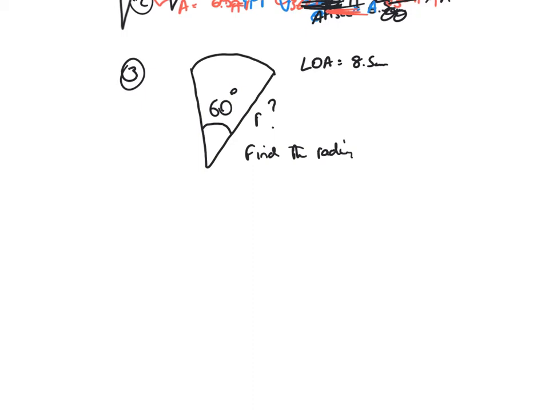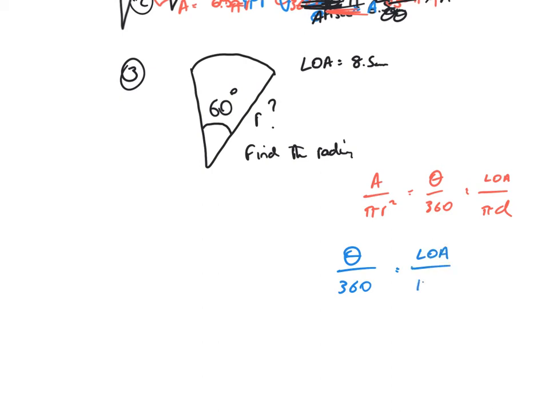Okay, now remember that bigger ratio that we looked at, which was a over pi r squared equals theta over 360, and that's also equal to the length of the arc over pi d. What bit are we interested in this time? Well, it's the length of the arc bit. So rather than select this bit of the ratio, let's select this bit. That's what I'm interested in. So let's go for that then. That's going to be theta over 360 is equal to the length of the arc over pi d.